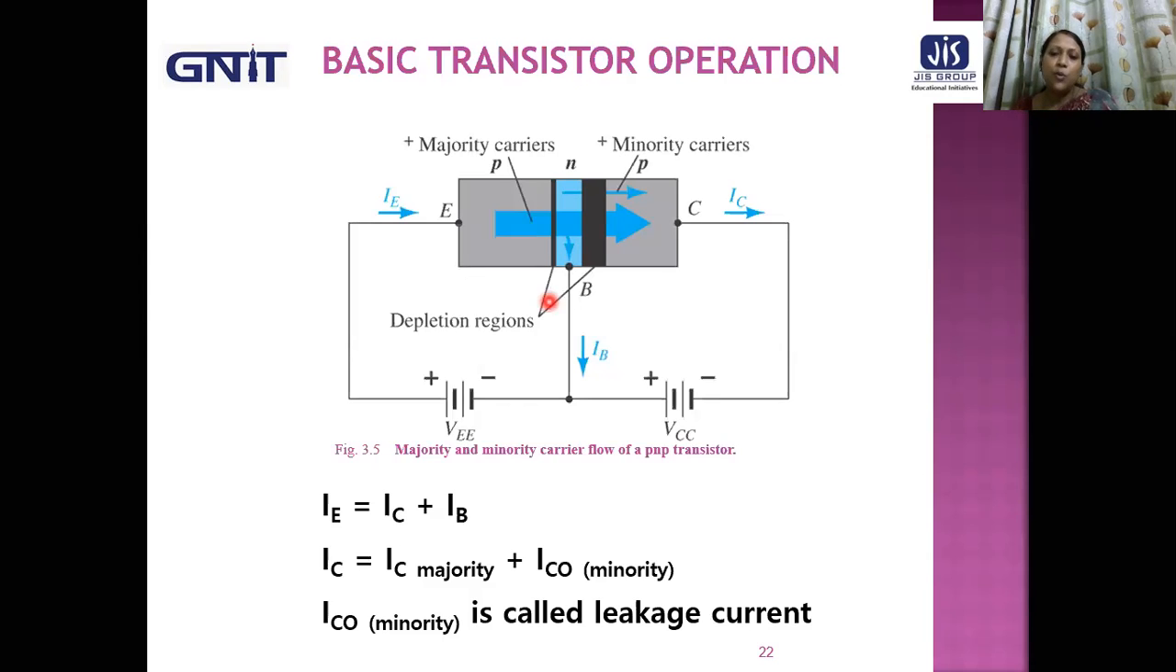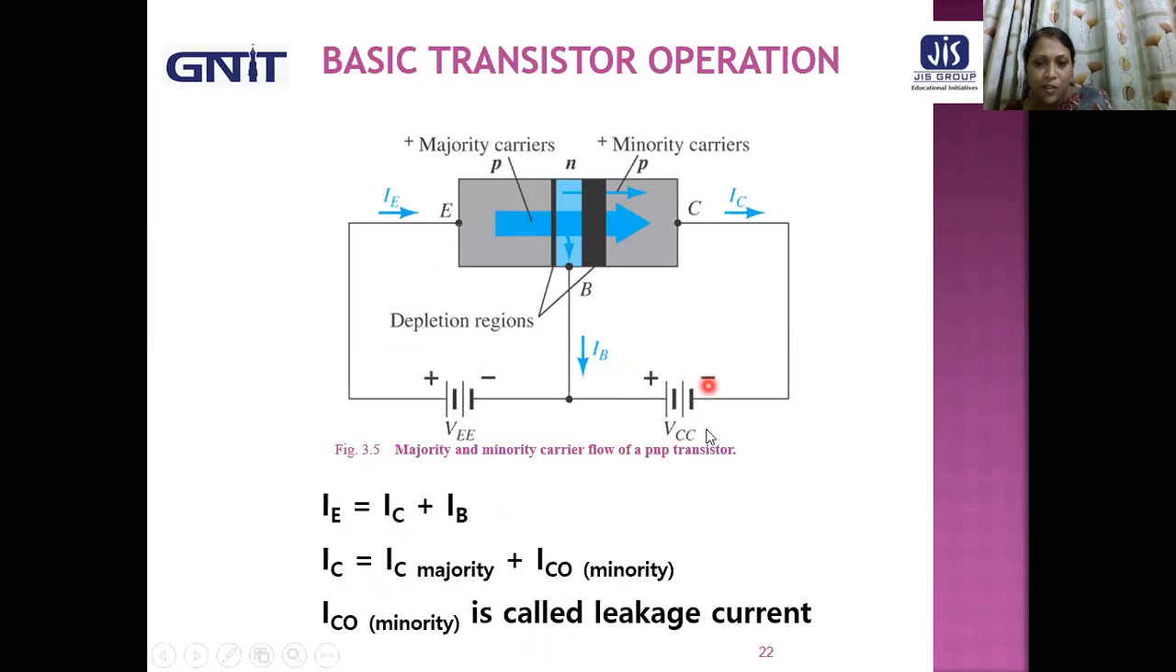This is again showing the basic transistor operation, distinctly showing the current flow through the emitter, through the base and through the collector. So the majority current flows from emitter to collector. A little amount of current is diverted through the base. So IE equals IC plus IB. IC is the majority carriers. Also IC equals IC majority plus ICO minority.